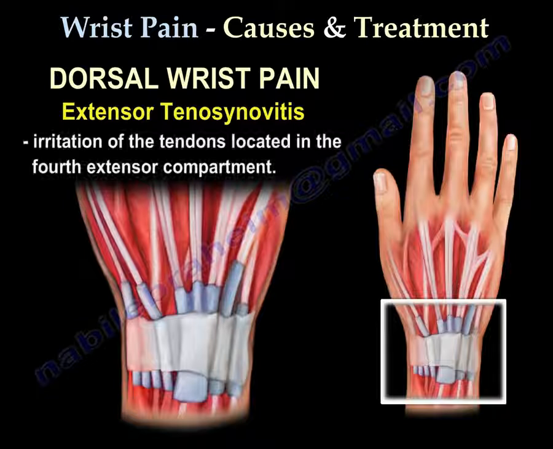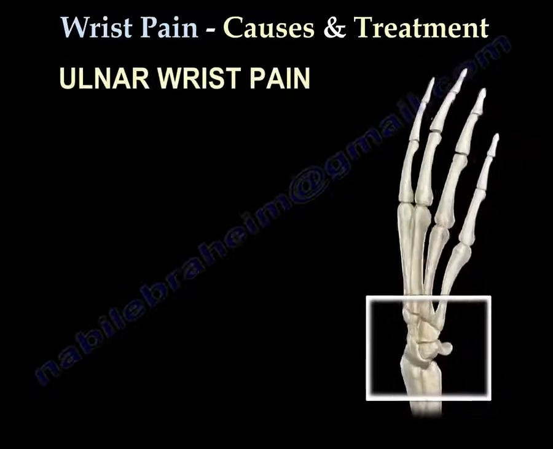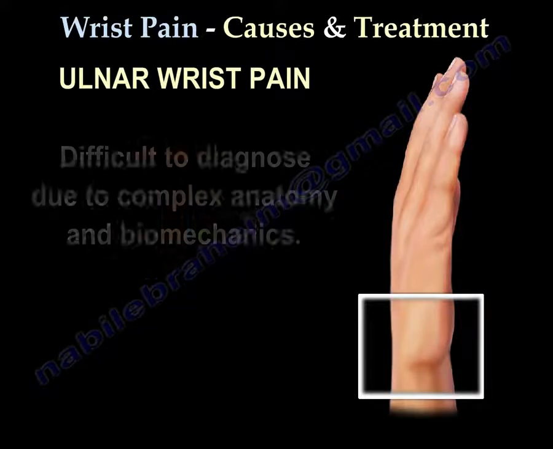Extensor tenosynovitis is irritation of the extensor tendons located at the dorsum of the hand and wrist. Ulnar wrist pain is very difficult to diagnose due to complex anatomy and biomechanics.